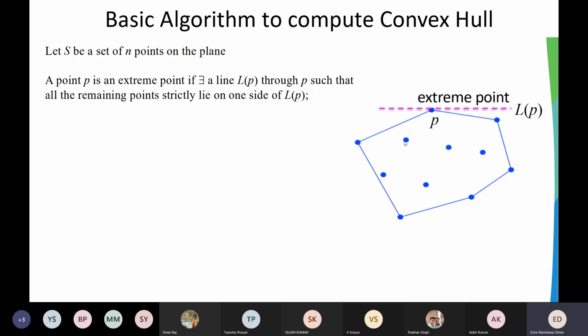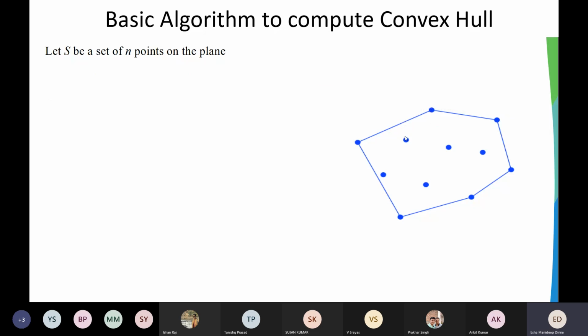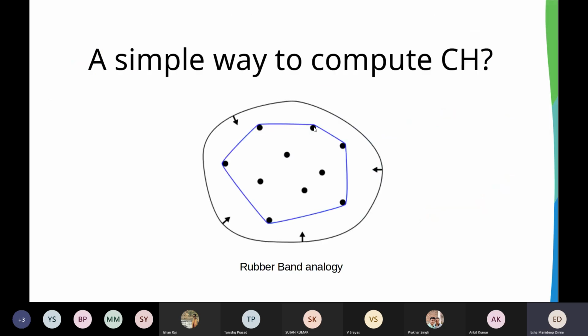So let's take this point. Now, whatever line you draw, it will have points on both sides. Like, if you draw a line like this, some points are on the left, some points are on the right. If you draw a line like this, some points are on the left, some points are on the right. So one thing you can observe about the convex hull is, let's say this convex hull, let's choose this point.